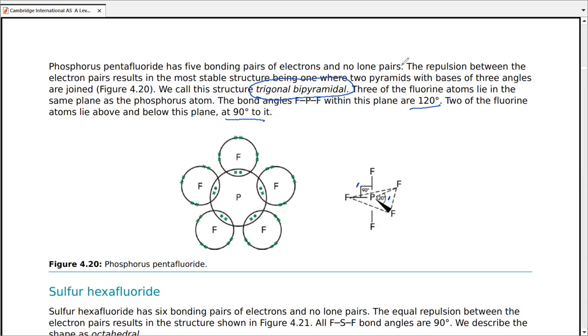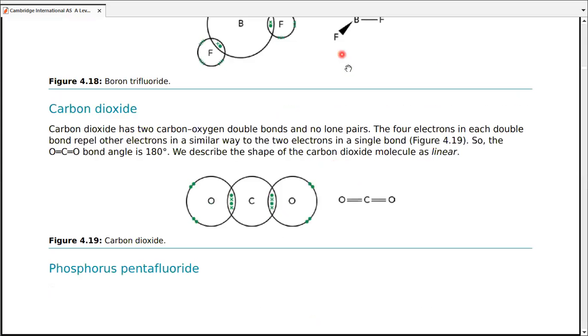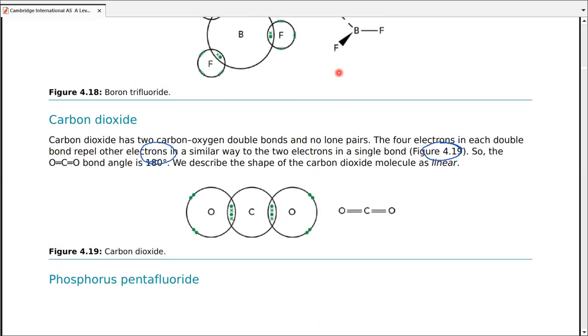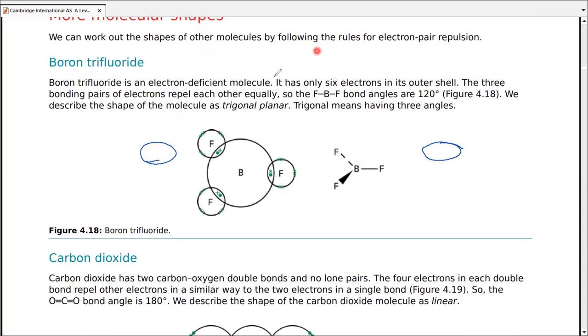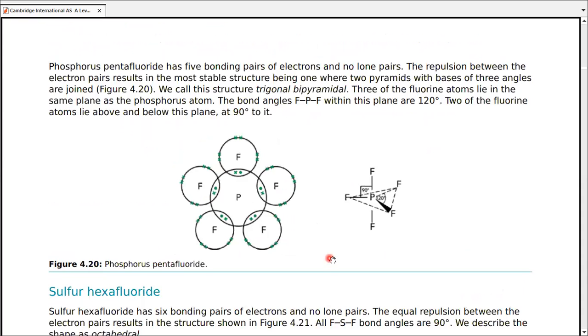In all previous examples, what you had to do is write one name of shape like this and one angle. Let me take you a little further back. One name of shape and one angle, right? But in this example, starting from phosphorus pentafluoride, there would be one name, but there would be two angles.